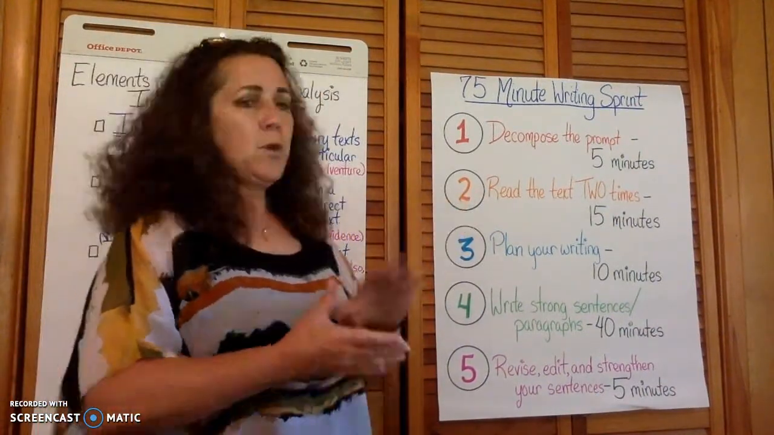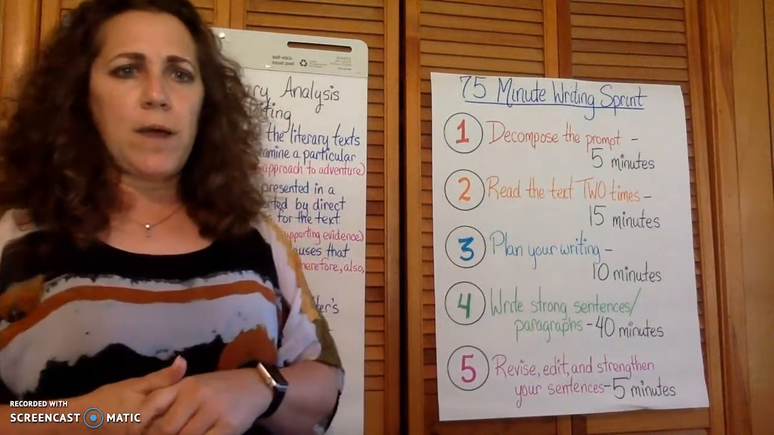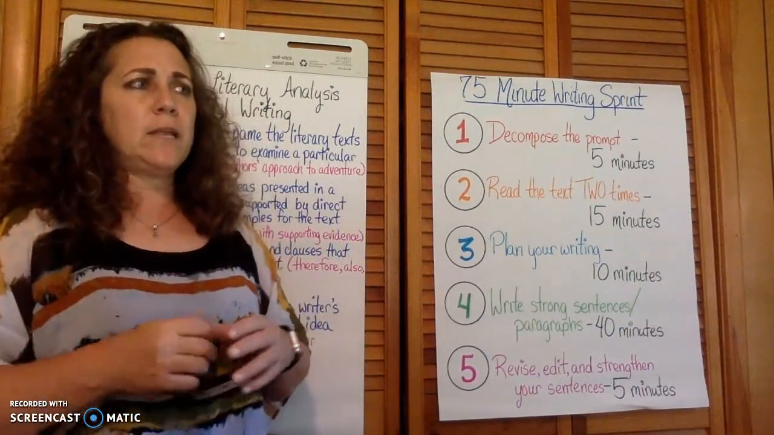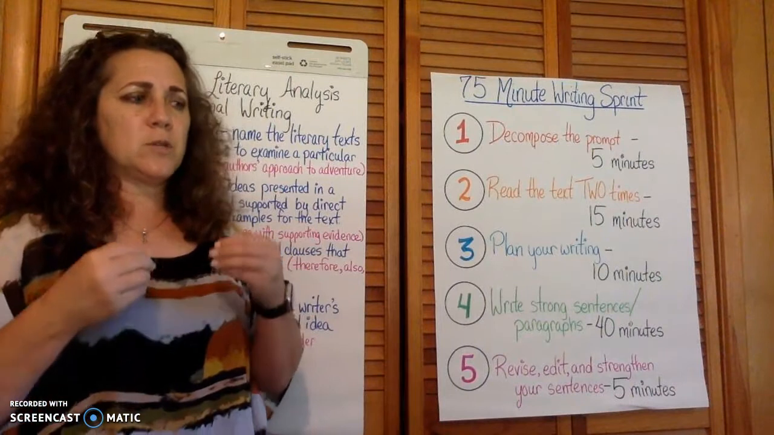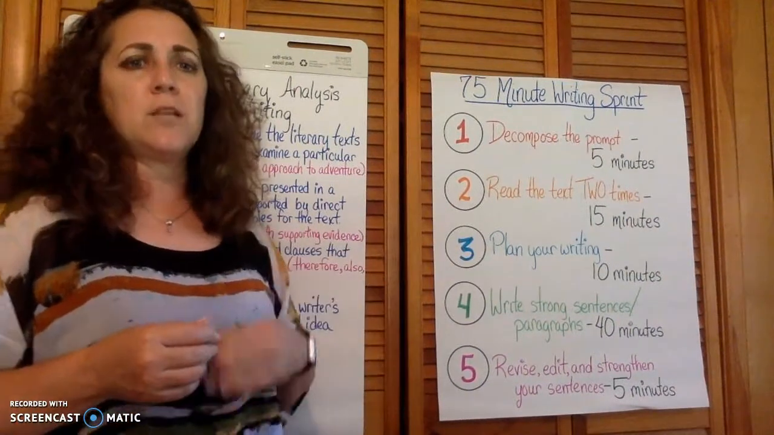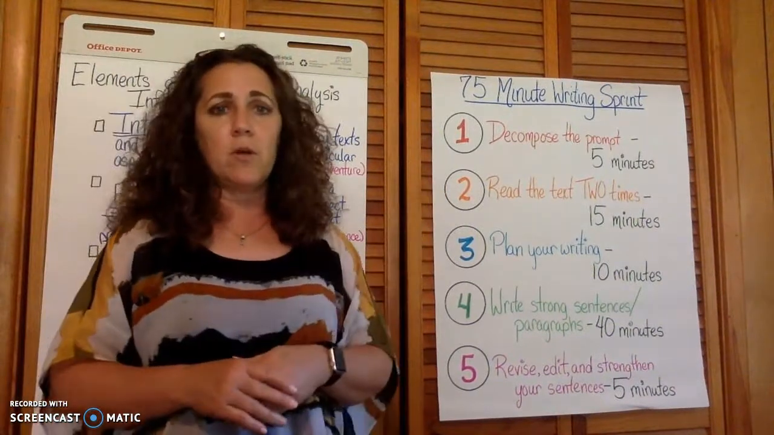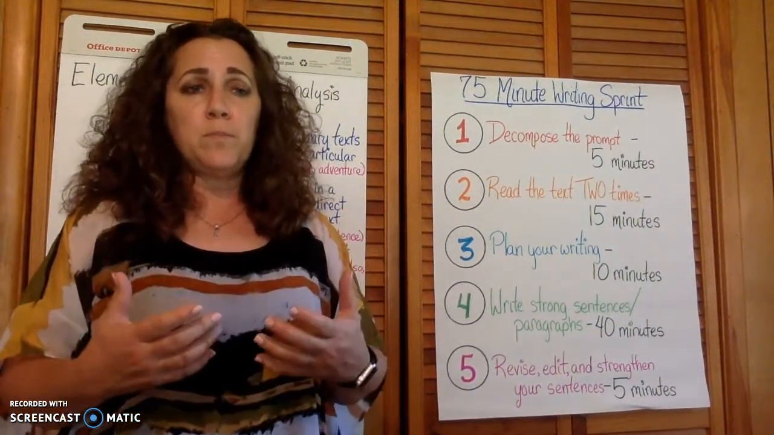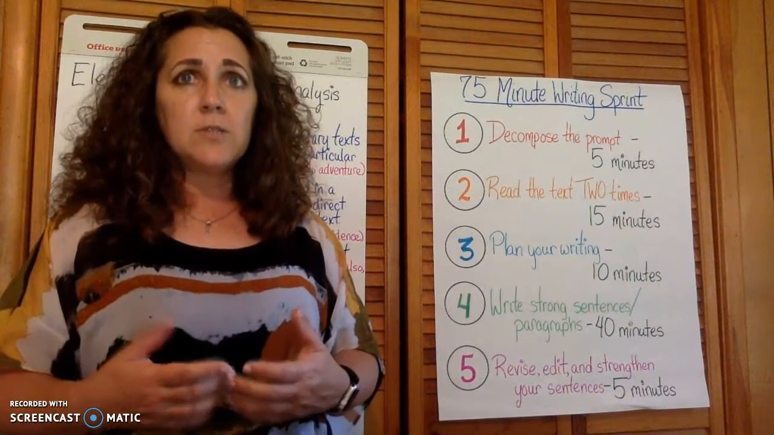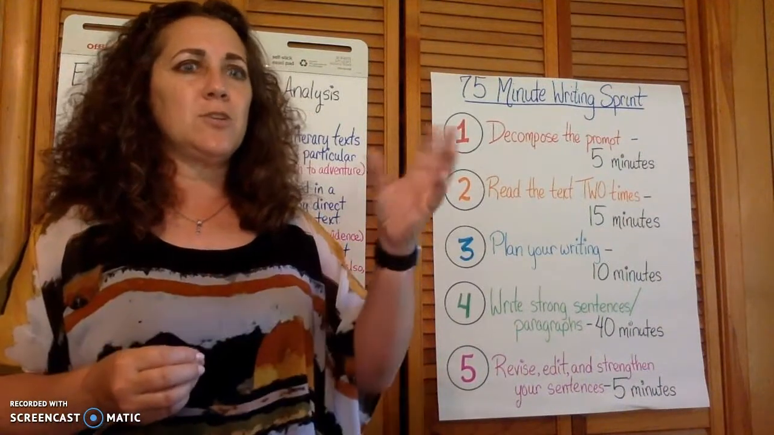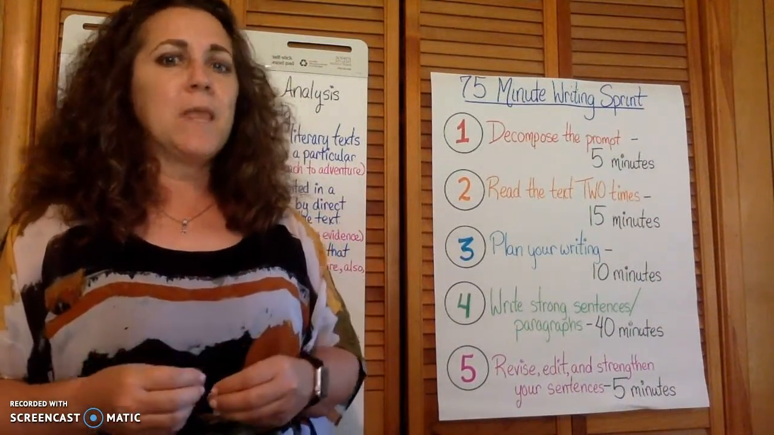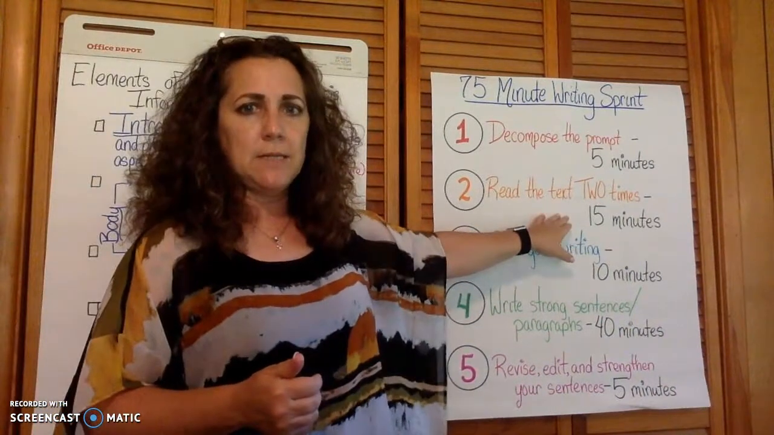Now, step 2, read the text twice. The first time you're reading just to get through it and make sure that you're able to pronounce the words correctly and you understand what you are reading. The second time, you are going through those stories again so that now you can start pulling information to start building that essay. You want to use about 15 minutes.